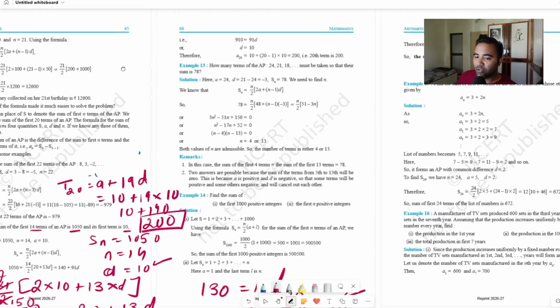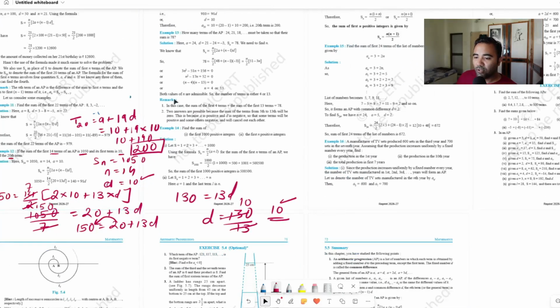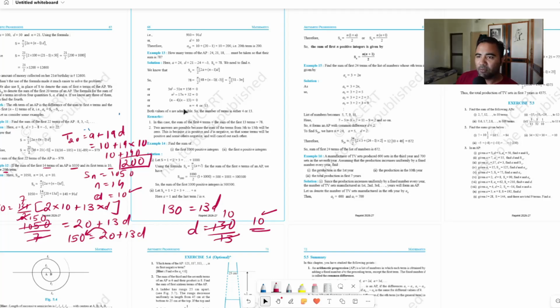Let me bring it over here so it becomes, yep. 200 is the answer. So I would really recommend that you sit with your textbooks. It will really help when you're looking at it.